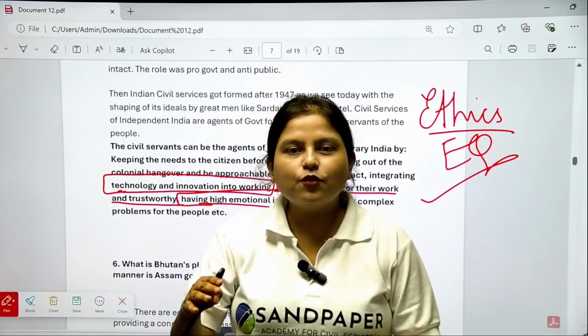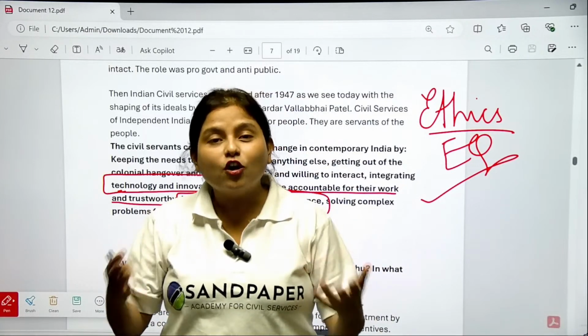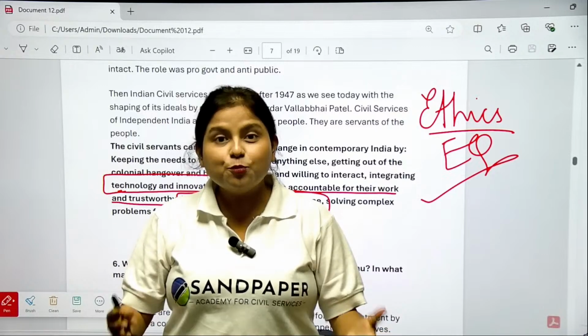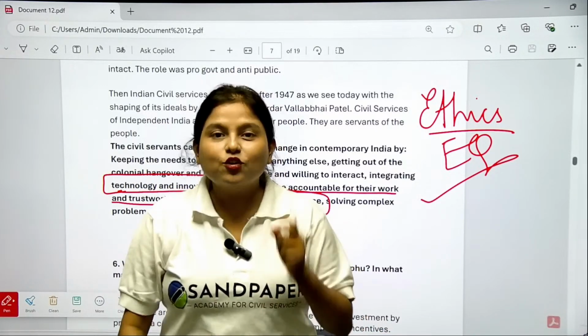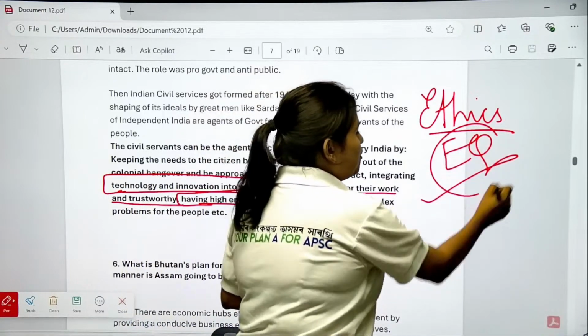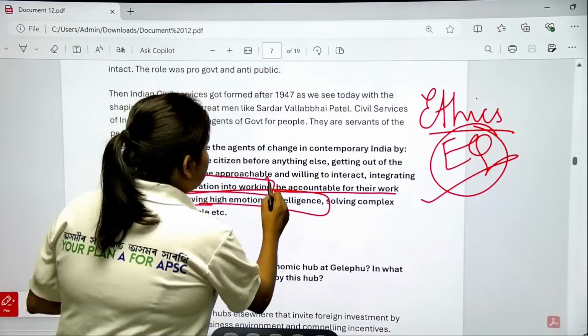They have to have a high emotional quotient because the people of India still have a lot left to develop, to become as intellectually capable as the civil servant who is sitting in the chair. So what will be needed for that? For that, emotional intelligence or emotional quotient will be needed. Here it is written, be accountable for their work.